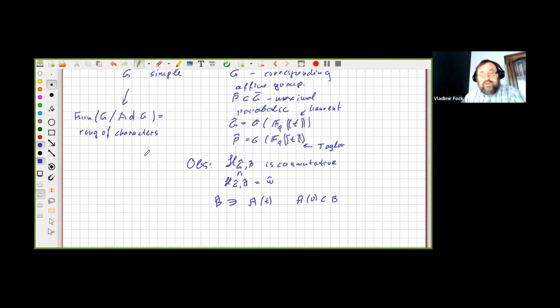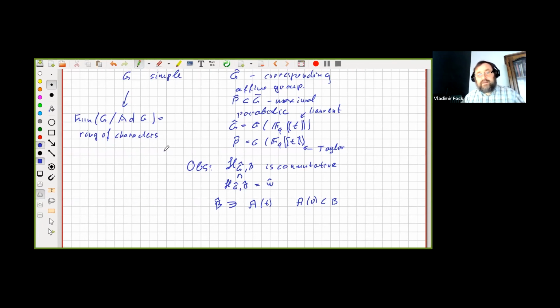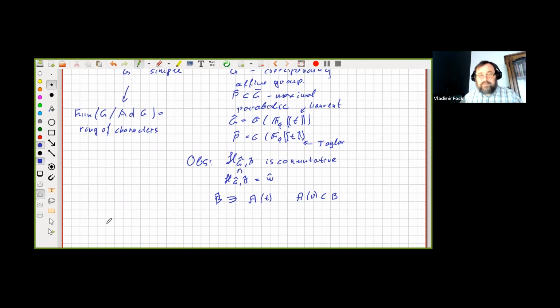So this is a ring of characters, and the Satake correspondence. Well, the Satake correspondence isomorphism is the isomorphism of these two algebras. So you have functions on G over G, which is the characters of the group, which is a very easy thing, which is isomorphic to the Hecke algebra of G hat, P hat.